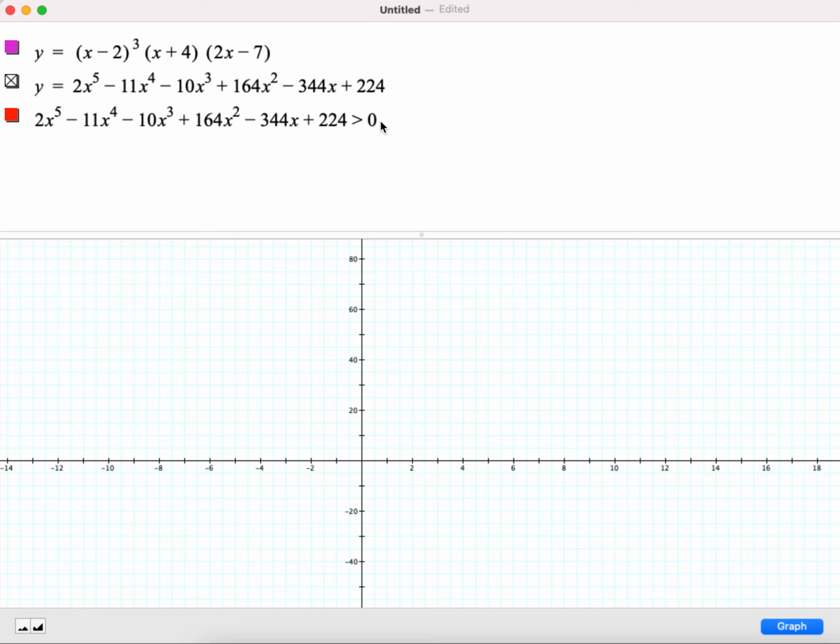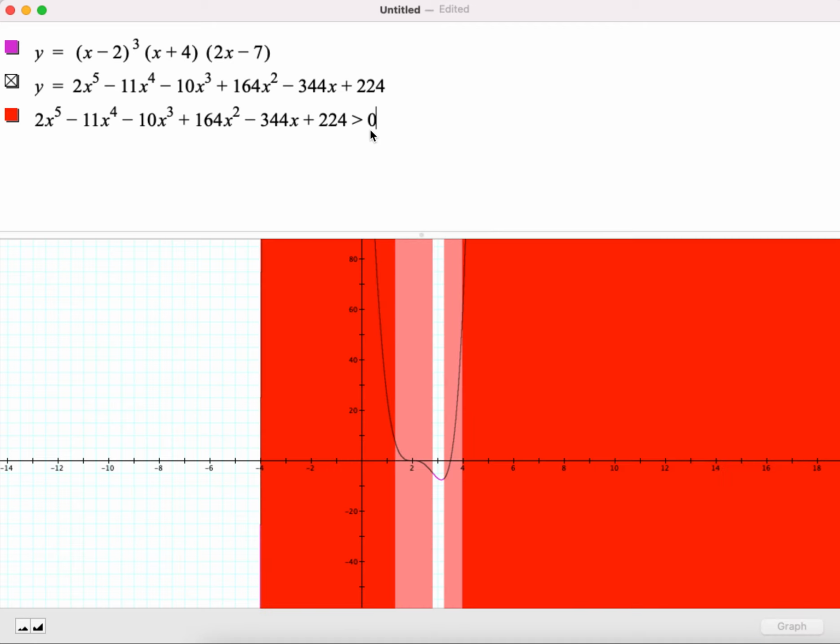Well, that seems like a crazy inequality to solve, but if you can sketch the graph of the function and tell where those zeros are, the only way it can change from above 0 to below 0 is going through one of those zeros. So you can figure out where it's true and false based on where the zeros are.